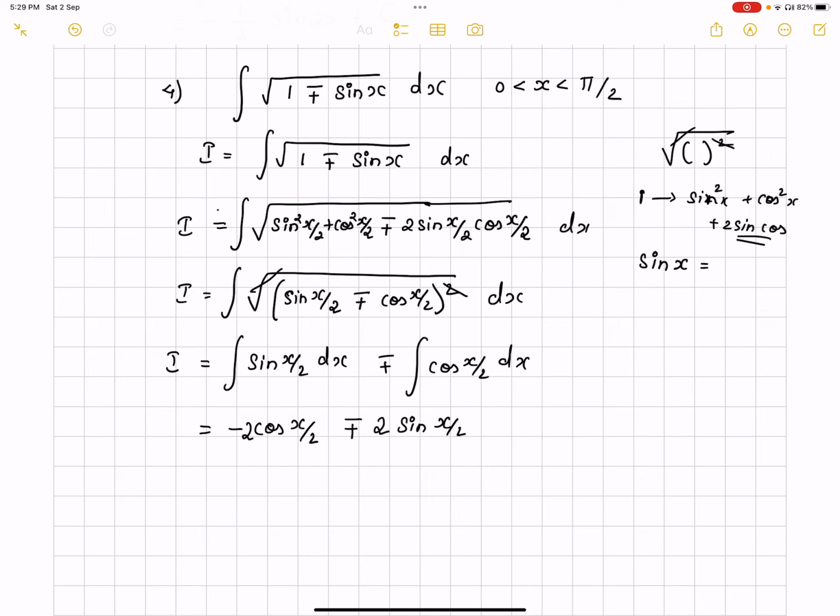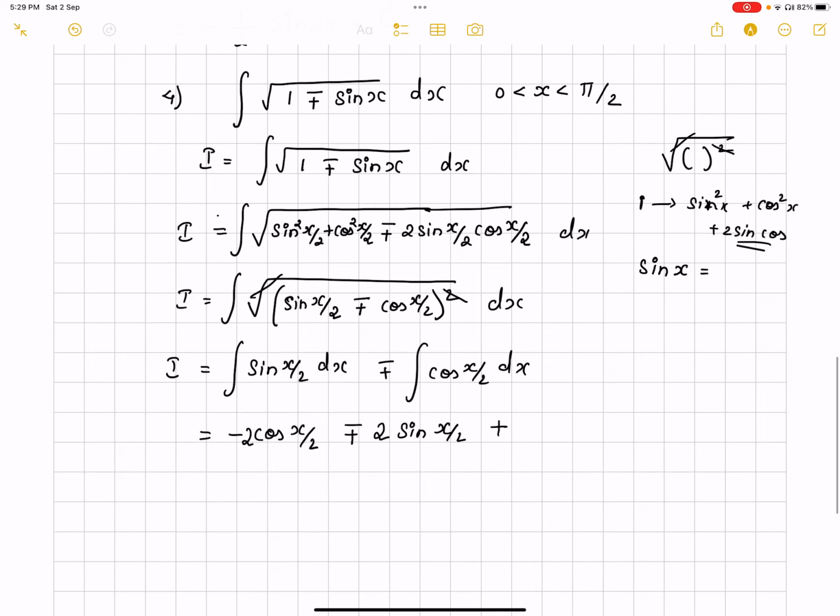That's it. Now here, something is peculiar. I don't want this minus or plus. I want plus or minus. So I'm going to take this negative common here. When I do that, I would be getting, and even 2 also I can take common, cos x by 2. And then here when I take negative common, it becomes plus or minus sine x by 2 plus c.